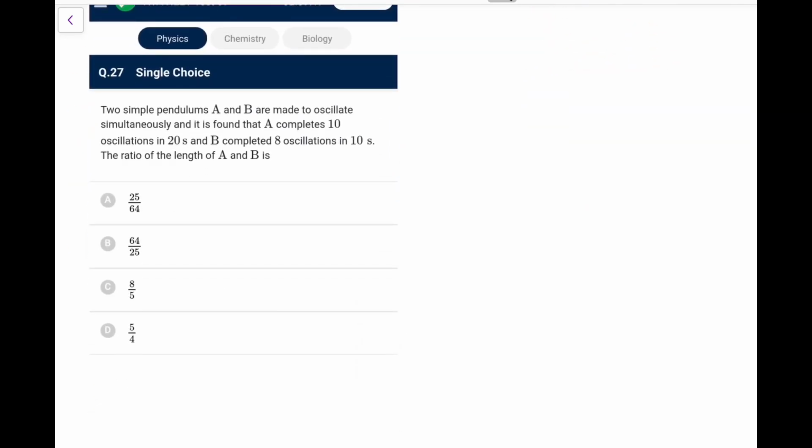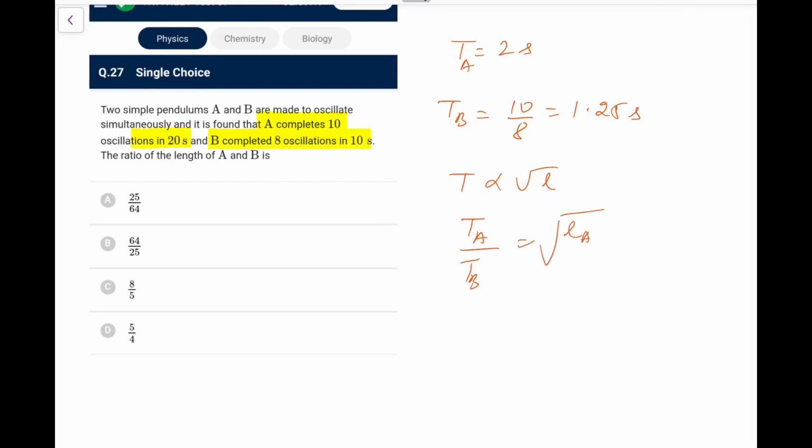Two simple pendulums A, B made to oscillate simultaneously found A completes 10 oscillations in 20 seconds, B completes 8 in 10 seconds. The ratio of the lengths? 10 oscillations in 20 means time period of A is 2 seconds, time period of B is 10 by 8, which is 1.25 seconds. So we know T is proportional to root L. So TA upon TB would be equal to root of LA upon LB. So LA upon LB, I can square it up. So 4 upon 1.25, better write it as 5 by 4 whole square. So that is 4 into 4 square by 5 square, 64 by 25. Go for option B. Again, not a tough one, this one.